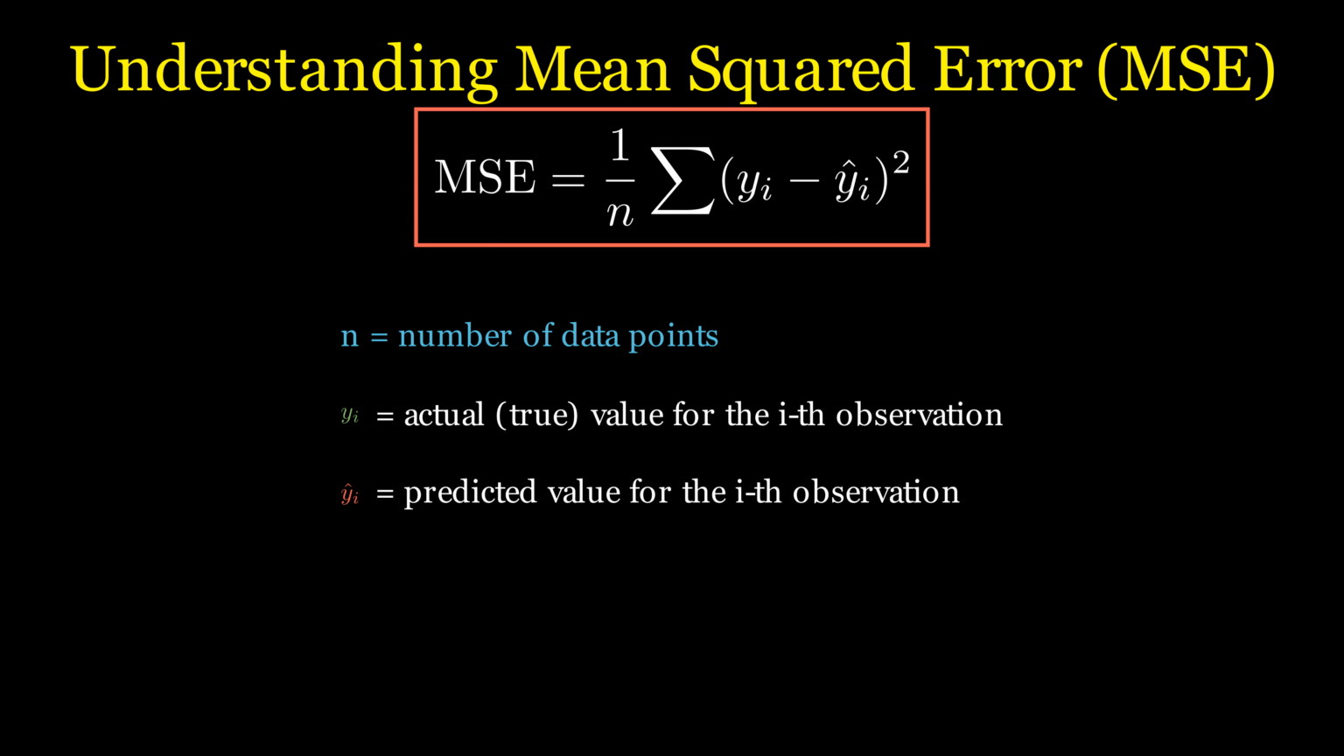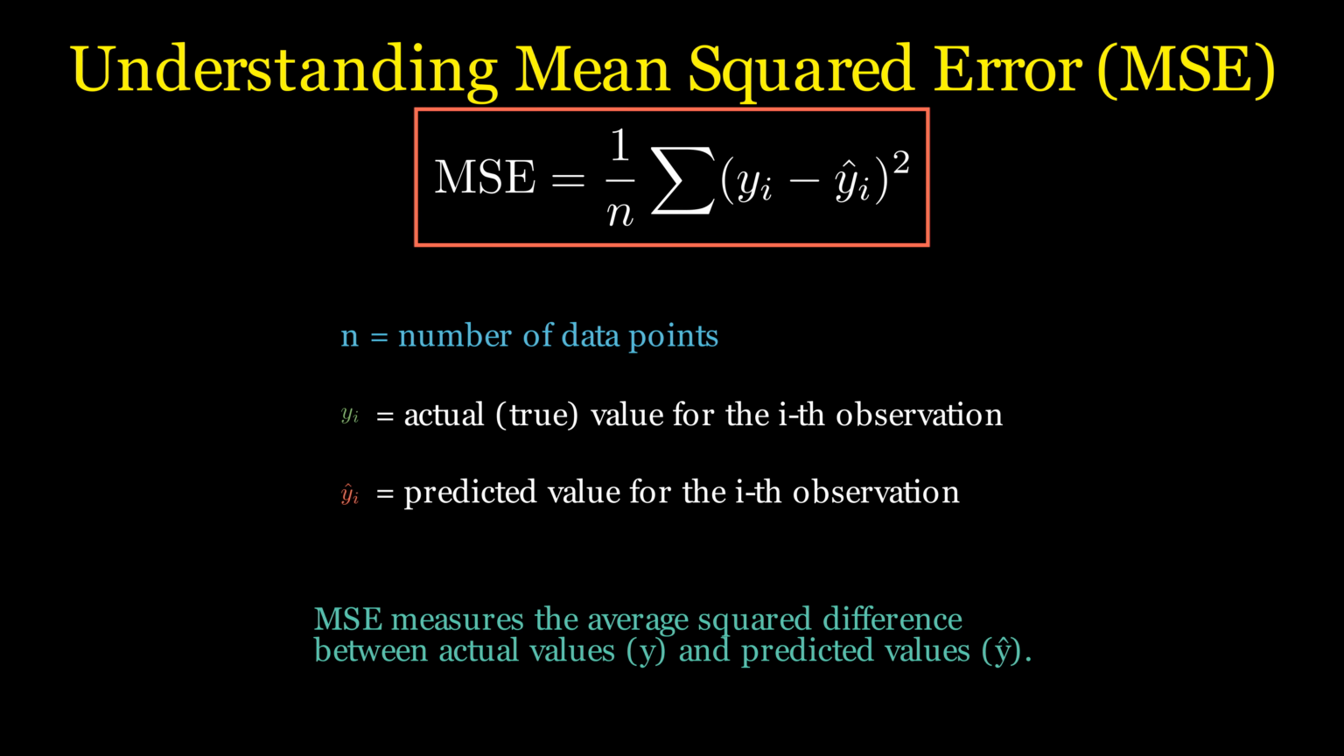In this formula, n represents the total number of data points. Y_i is the actual value for the ith observation, and y hat represents the predicted value. The term squared means we square the difference between the actual and predicted values. The mean squared error measures the average squared difference between the actual values and predicted values.